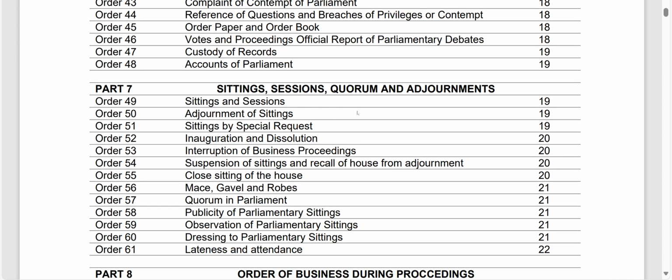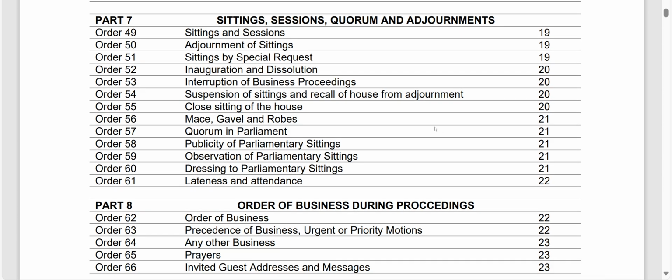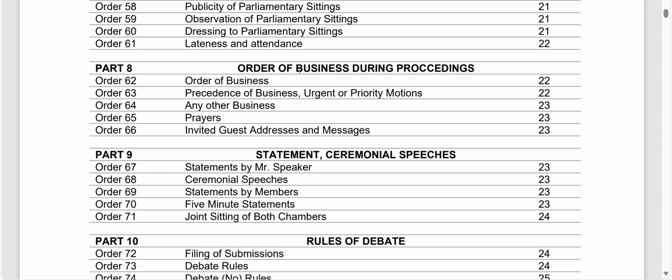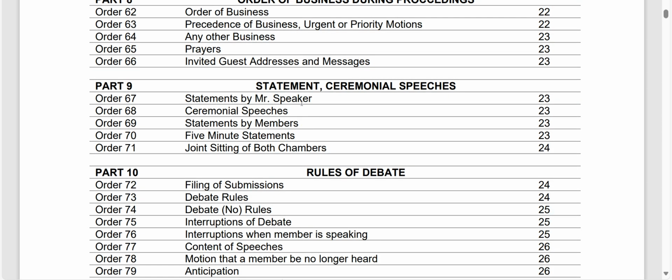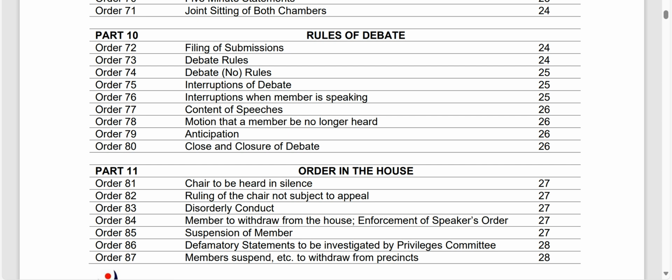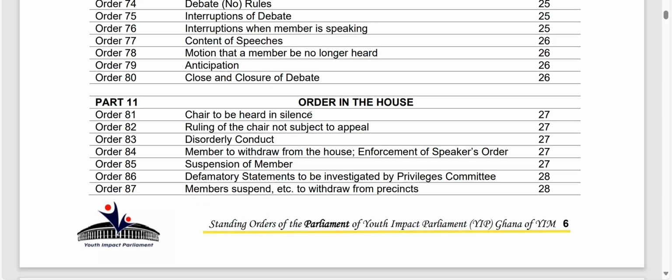Then the next part talks about sittings, sessions, quorums, and adjournment. We define all of these things. It also talks about how we handle our mace, gavel, and robes, publicity, dressing, and lateness in attendance. All of them are in this part. Then the next part is talking about the order of business as well, prayers. When we get to prayers, I'll emphasize that. The next part is statements and ceremonial speeches. The next part is rules of debate. The rules of debate over here are just the same as the standing orders in the Senate.